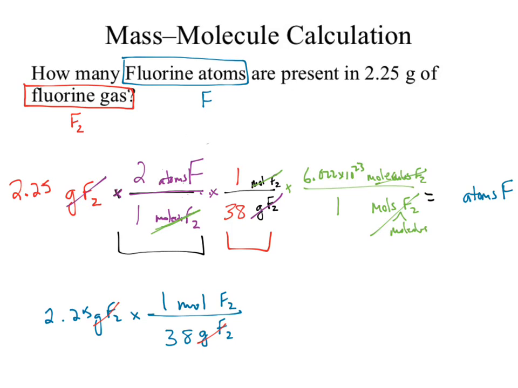I need to get to atoms of F. I need to get those moles of F2 converted into something. What do I want to convert them into? I heard a suggestion to go into moles of F. Is that a conversion factor I can do? Yes, 2 moles of F are found in 1 mole of F2. Those units cancel. I now have moles of F. What do I want? Atoms. How do I relate moles of F to atoms of F? Avogadro's number, 6.022 times 10 to the 23rd per 1 mole.